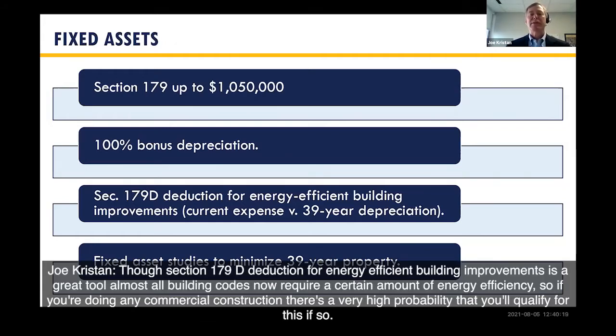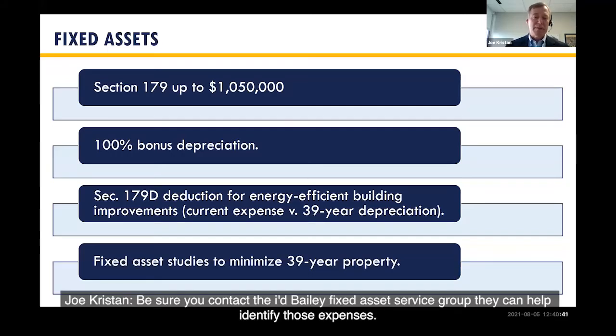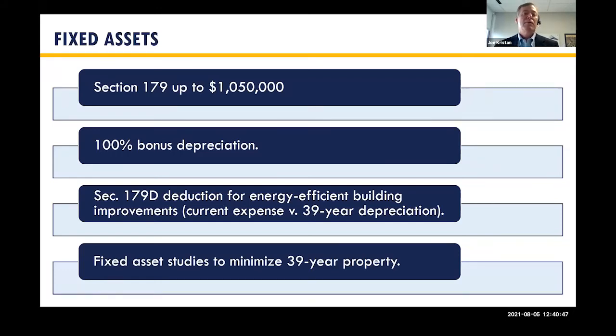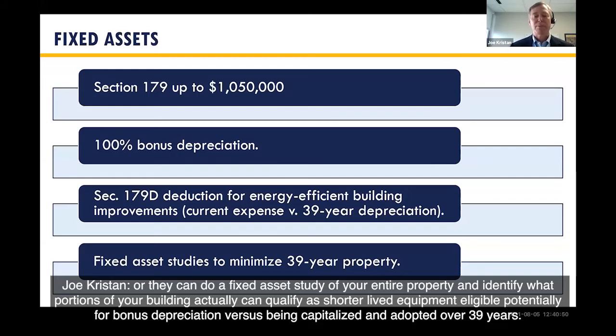The Section 179D deduction for energy efficient building improvements is a great tool. Almost all building codes now require a certain amount of energy efficiency. So if you're doing any commercial construction, there's a very high probability that you'll qualify for this. If so, be sure you contact the Eide Bailly Fixed Asset Service Group. They can help identify those expenses. Or they can do a fixed asset study of your entire property and identify what portions of your building actually can qualify as shorter lived equipment, eligible potentially for bonus depreciation versus being capitalized and deducted over 39 years.